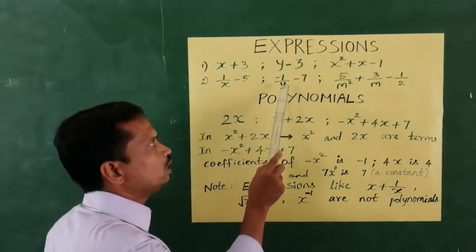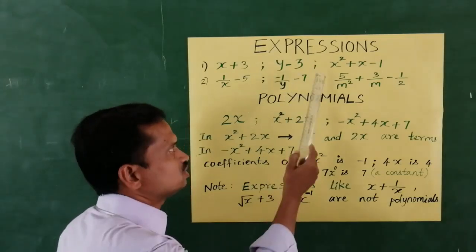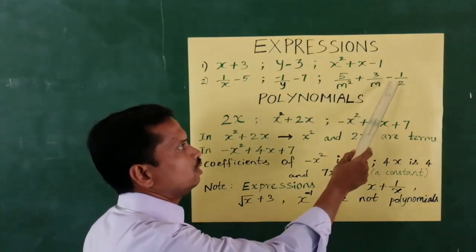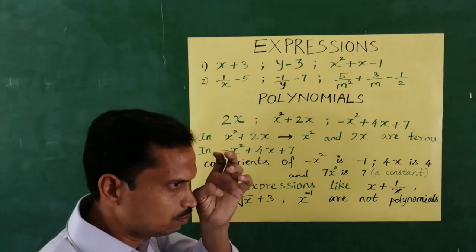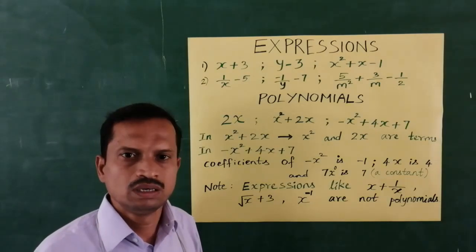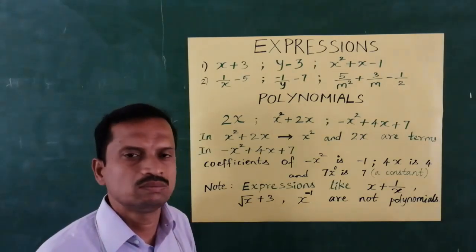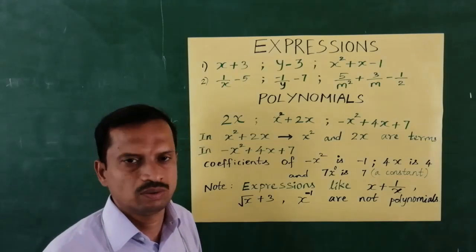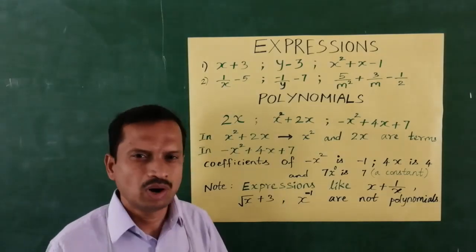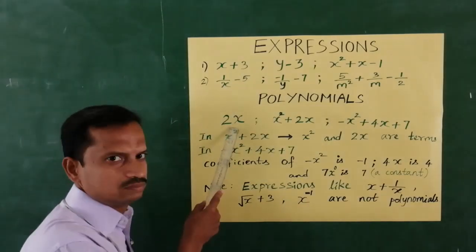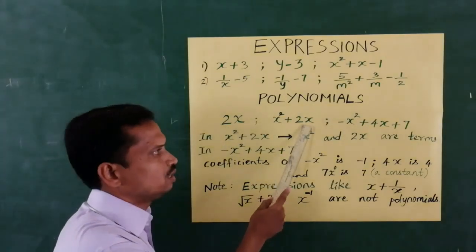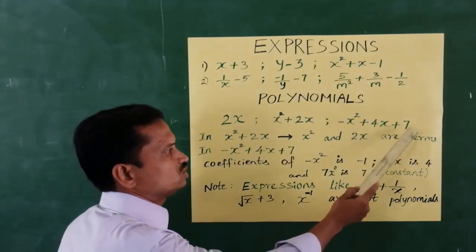So this is also an example of an expression. And here you see minus 1 by y and then minus 7. It is a kind of expression. Here you see 5 by m square plus 3 by m minus 1 by 2. These are examples of expressions. In the earlier classes, you did various problems like the sum of expressions, subtracting one expression from another. Now, while moving into polynomials, x square plus 2x is an example of a polynomial, and minus x square plus 4x plus 7.